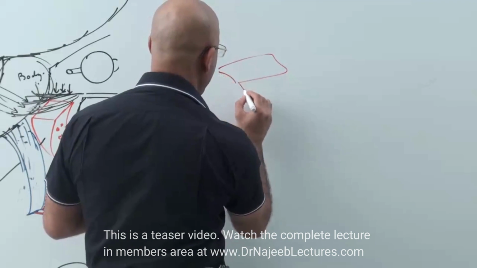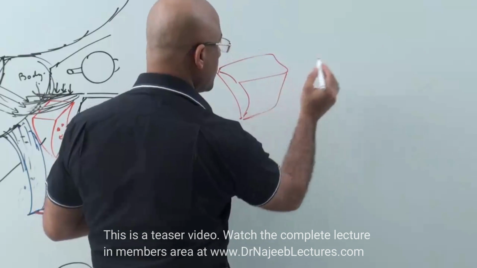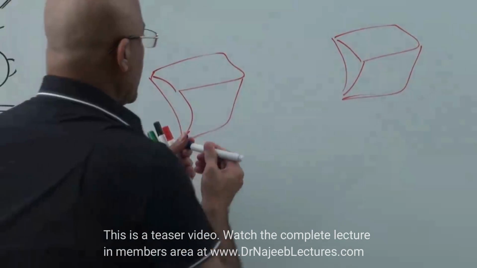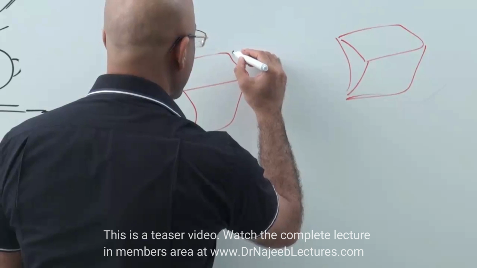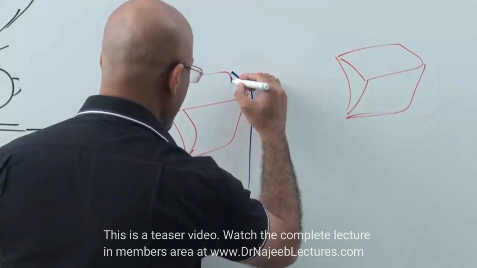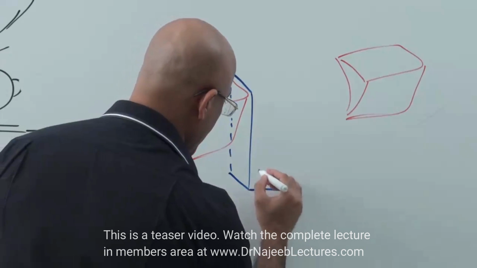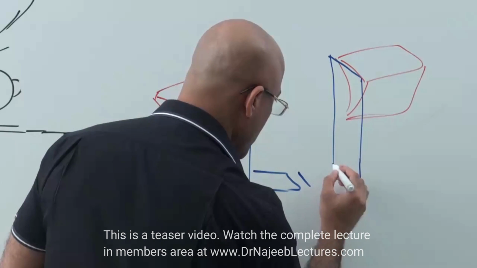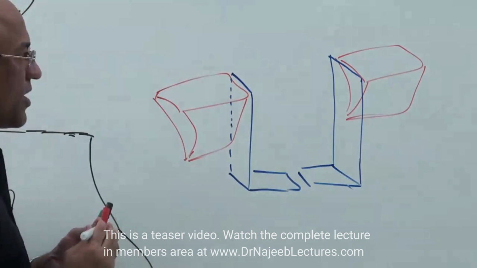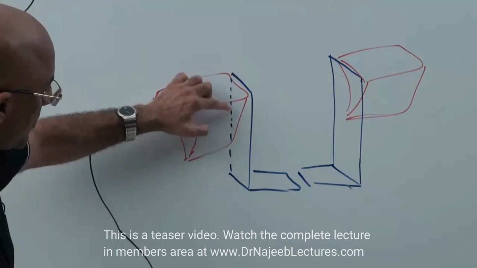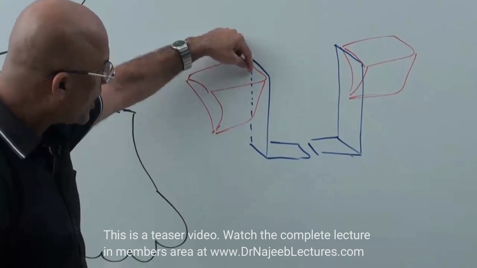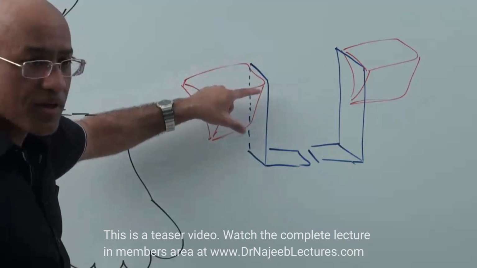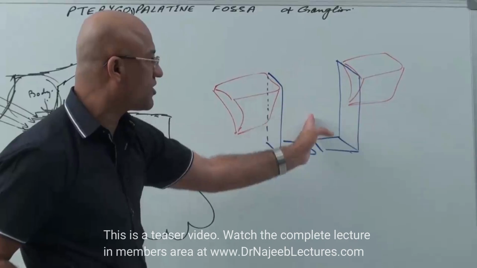Let me draw one fossa, the other fossa, right? Here I will make the perpendicular plate. Now you can see that this is the fossa, right? This is the medial side of the fossa. The medial side of the fossa is bounded by the upper part of the perpendicular plate of the palatine bone. Of course, here is the nasal cavity, here is the septum, right?